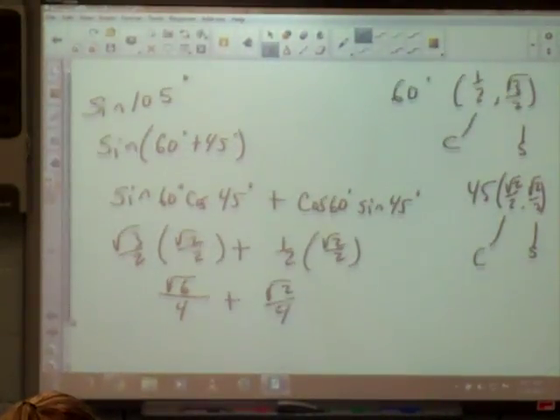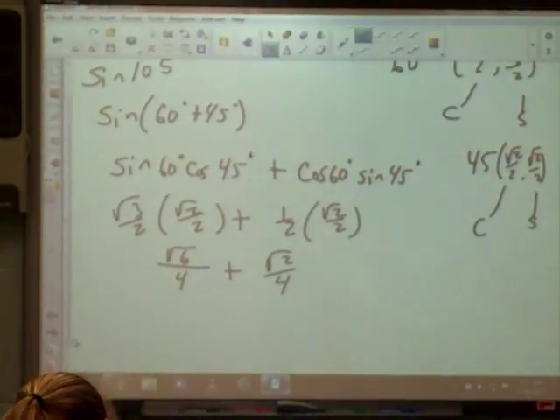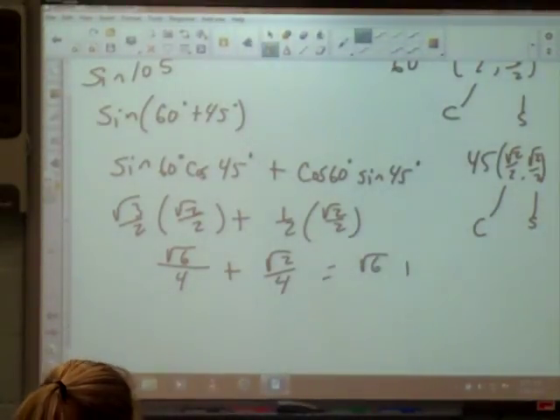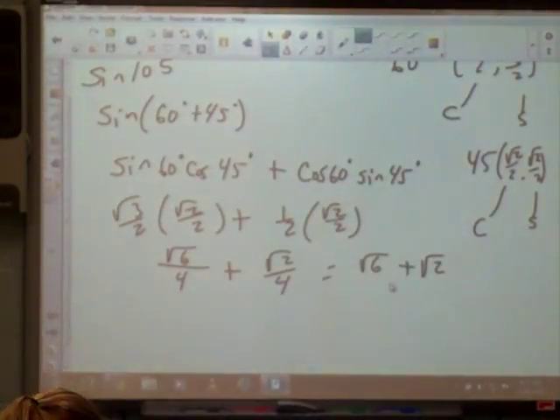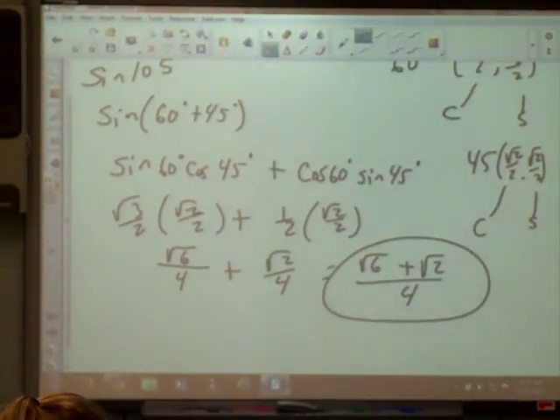Now here's a very common mistake that a lot of people are going to make. They're going to say the square root of 6 plus the square root of 2 is 8. No. You can't add them unless they're the same underneath. So I'm just going to leave this as the square root of 6 plus the square root of 2 all over 4. That's your answer.